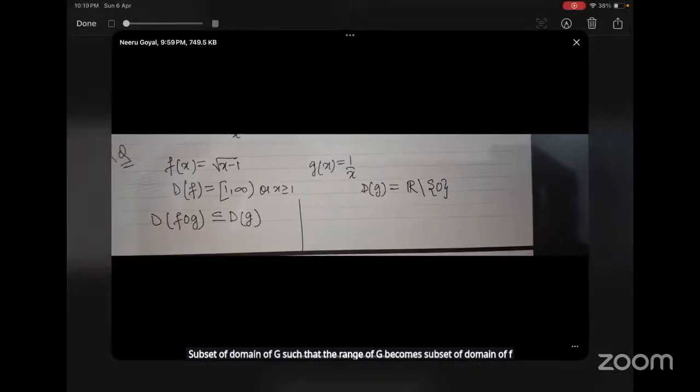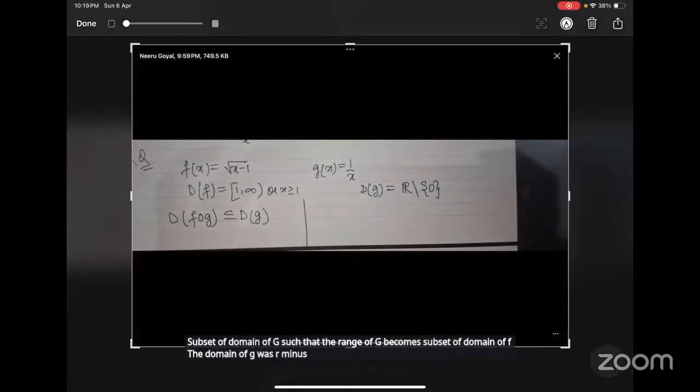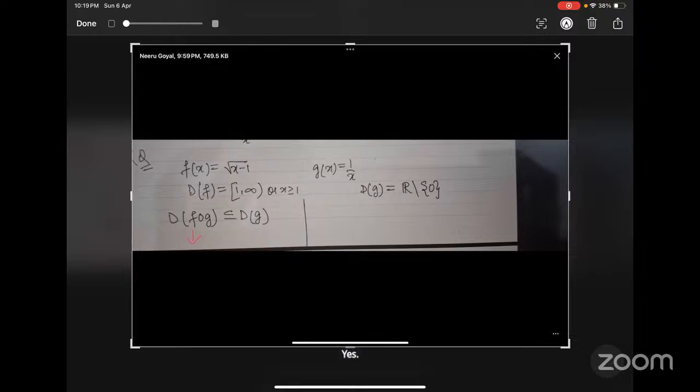The domain of G was R minus 0, right? Yes, ma'am. The domain of F compose G is 0, 1, and it is a subset of R minus 0. Okay. This is a subset of the domain of G. The domain of G is R minus 0, not F. Okay. Yes, ma'am. Anything else?